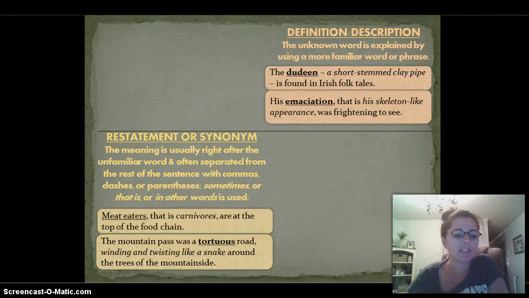Next, we have restatement or synonym in the bottom left corner. The meaning is usually right after the unfamiliar word and often separated from the rest of the sentence with commas, dashes, or parentheses. The word sometimes, or that is, or in other words, is used. So let's take a look. Meat eaters, that is carnivores, are at the top of the food chain. That's very similar to the emaciation example. No big thing. So we don't know what meat eaters are, or carnivores rather. We look backwards in this sentence instead of forwards, and it says meat eaters, that is carnivores, are at the top of the food chain. So what are carnivores? Meat eaters.